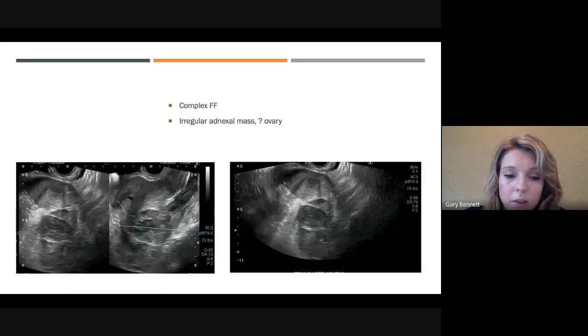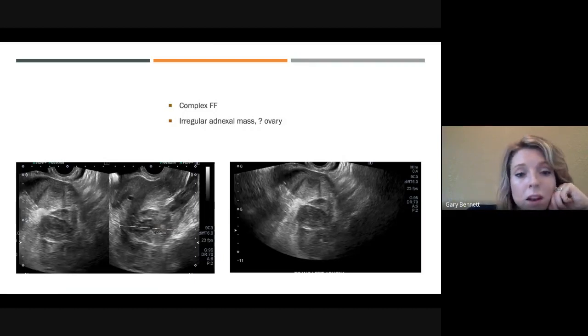Nope, that's the last one I have. So when we're looking at this here, we have a patient who's in a lot of pain with an elevated HCG. They have that complex endometrium.